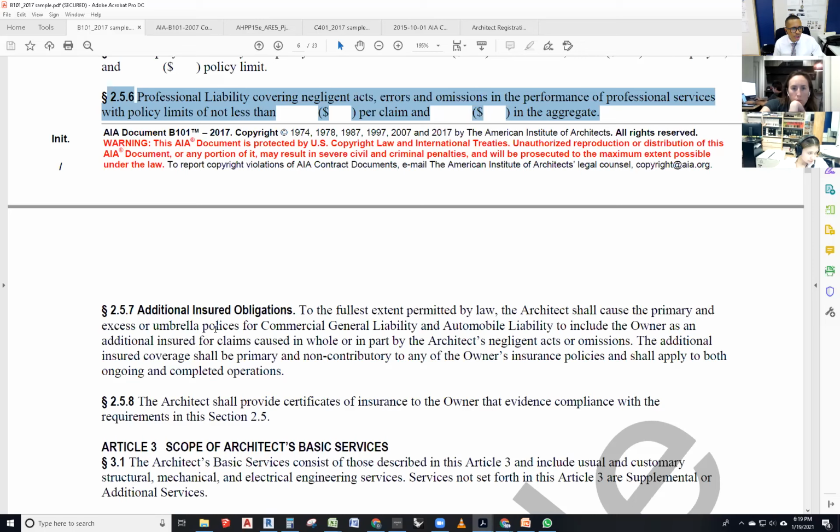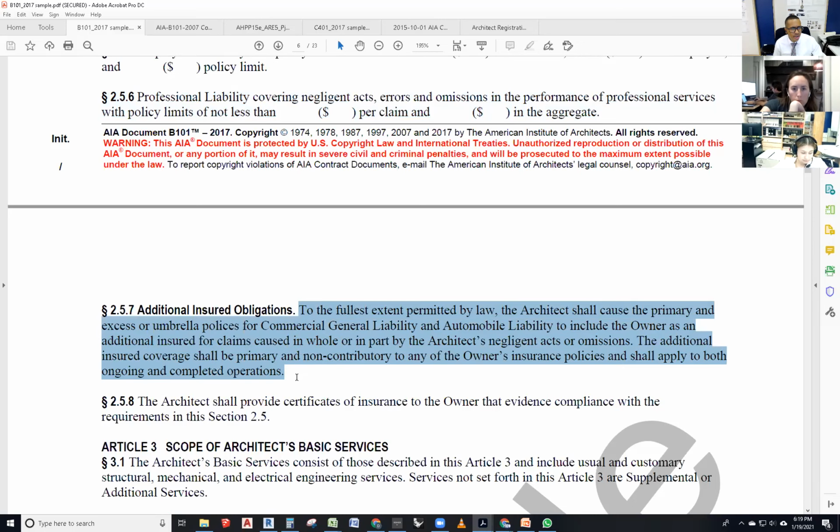Then additional insured obligations. This tells us that to the fullest extent permitted by law, the architect shall cause the primary and excess umbrella policies for commercial general liability and automobile liability to include the owners as an additional insured. On the insurance certificate, they will put their names. Their names should be in there. And the owners are an additional insured for claims caused in whole or in part by the architect's negligent acts or omissions. The additional insured coverage shall be primary and non-contributory to any of the owner's insurance policies and shall apply to both ongoing and completed operations.